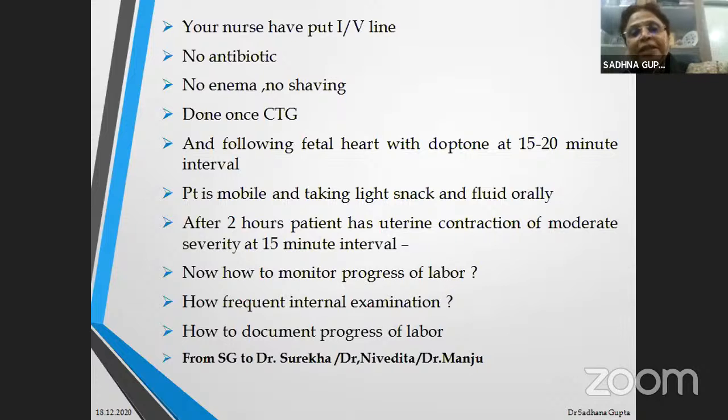Six centimeter is too late, many consultants say. So how frequent internal examination, that adds to sepsis, privacy, and so many things. And how to monitor, whether verbal, or partograph, or written findings. What is your takeaway? I will ask Dr. Surekha, Dr. Nivedita, and Dr. Manjupuri for this. So, ma'am, in our setup, what are you doing and what would you add?